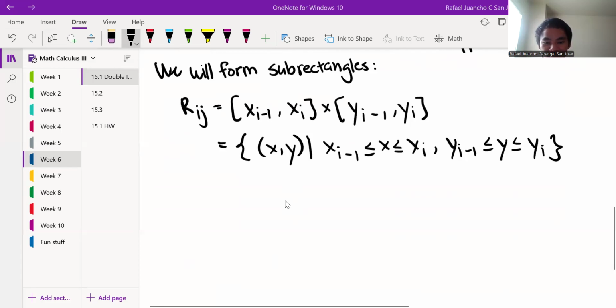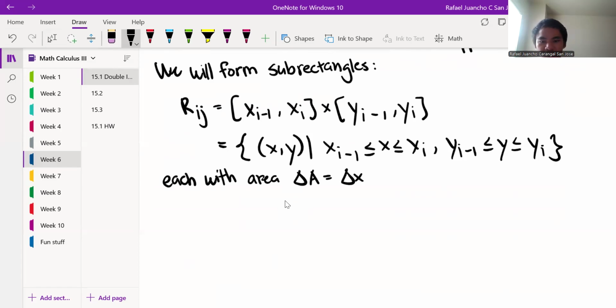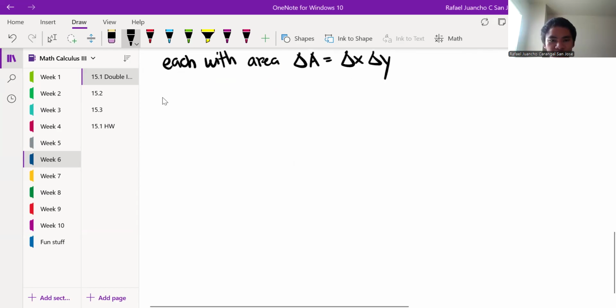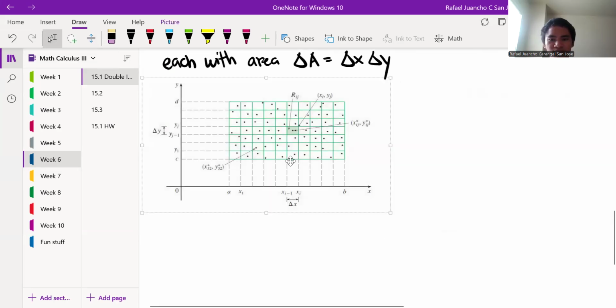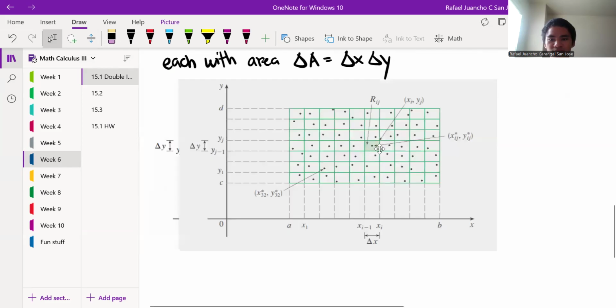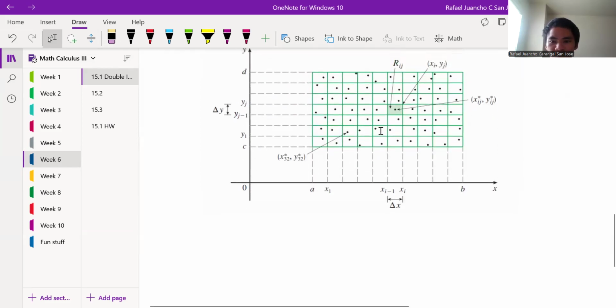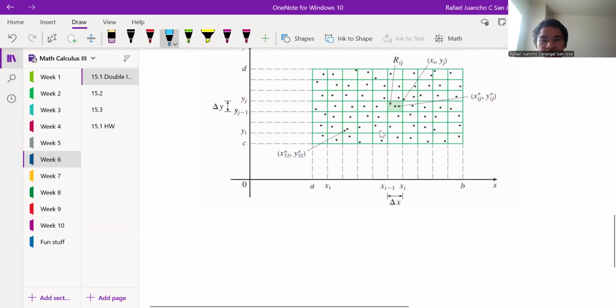And we're saying that each has an area, let's say change in area, delta A. We're just multiplying our delta x and delta y. Let me share a screenshot of what that exactly looks like. So it would look something like this. Here we get the area of each of these pieces.